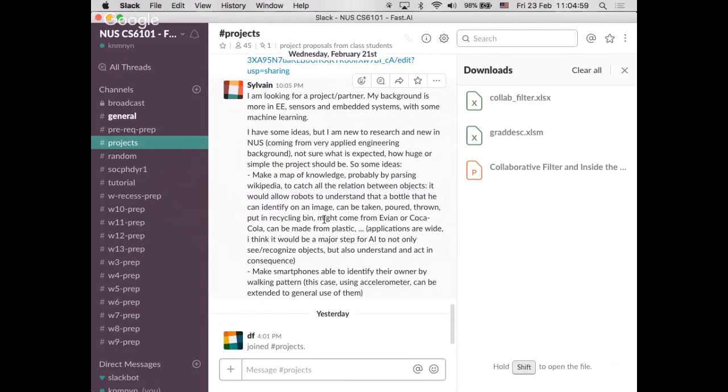Sylvain said he's looking for a partner. So yes, it's perfectly fine not to know much about this part yet. Any of you who don't have a project, Sylvain is right there, so go hit him up, right? Make a map of knowledge by parsing Wikipedia, or make smartphones able to identify their owner by their walking pattern.